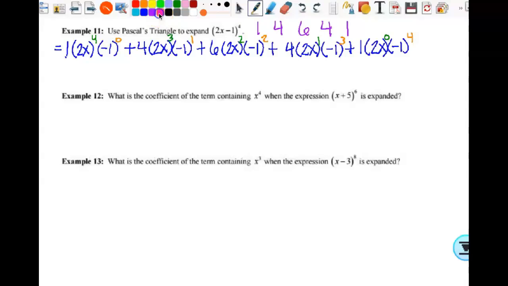So let's clean this up. All right, so the one is inconsequential, right? This negative 1 to the 0, that's just 1. So really I just have to worry about this. What is 2 to the 4th power? 16. So this is 16x to the 4th.